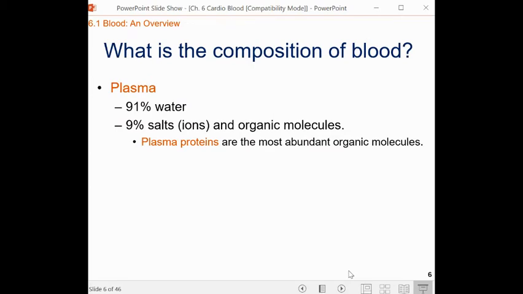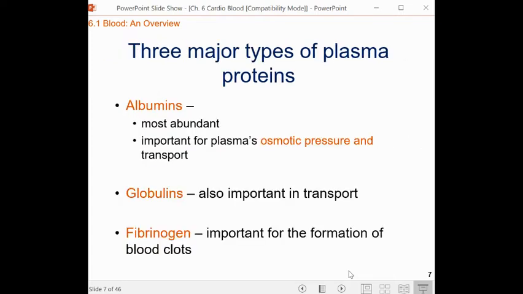The plasma itself is primarily water, although it does contain about 9% of salts, which are things like ions, organic molecules. Plasma proteins tend to be the most abundant of those organic molecules. So back when we were talking about diffusion and osmosis, remember, if we wanted to be maintaining that same level, an isotonic solution, we were trying to keep it at about 9%. Well, that's because it's 91% water, 9% other stuff.